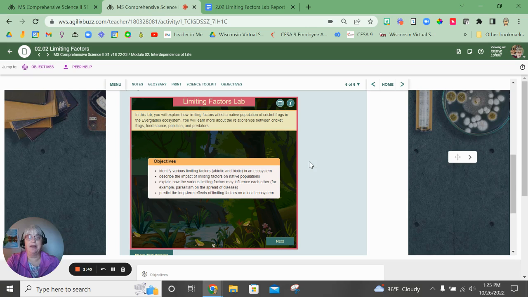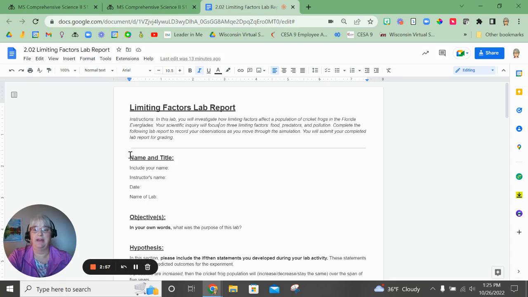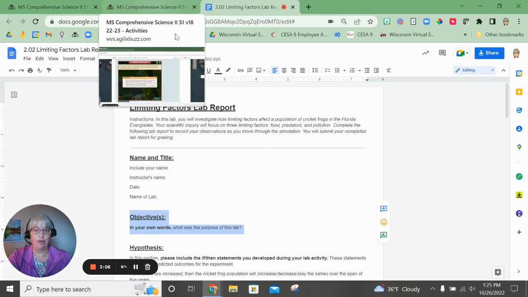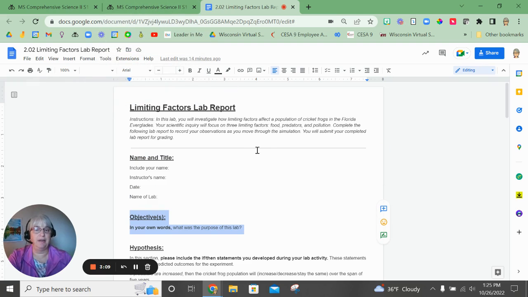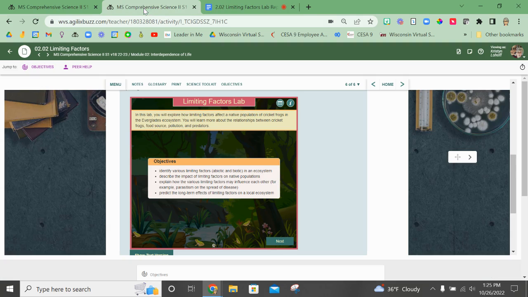All right, if you've forgotten what limiting factors are, they told us up here. The relationships between cricket frogs, food source, pollution, and predators. One of the things you need to do in this lab report is put the objective. What is the reason you are doing this? Right here at the top, first you're going to put your name and title of the lab, and then next, in your own words, what is the purpose of this lab? That is something that I've just gone over. So if you're confused about why you are doing this lab or what the outcome is supposed to be, make sure you take a close look at this page.